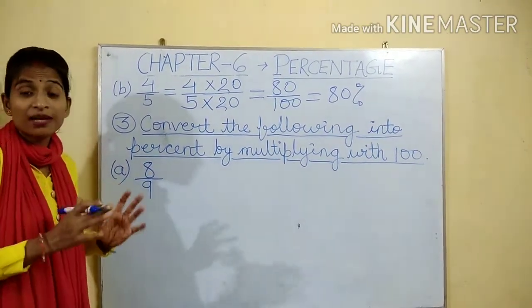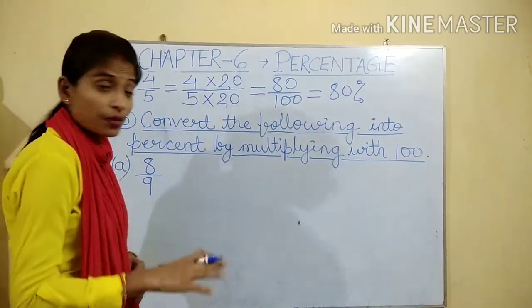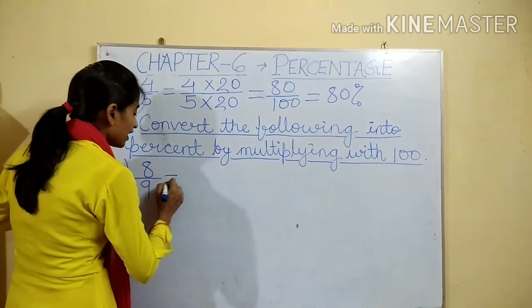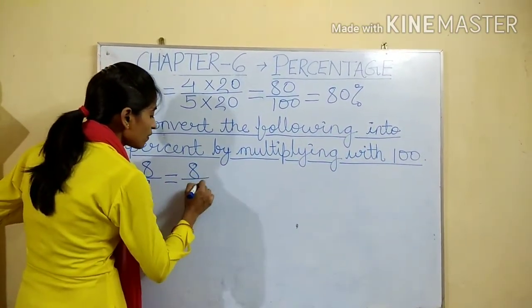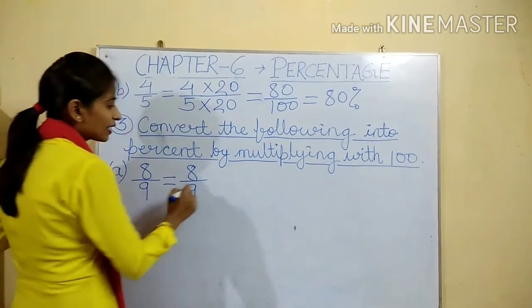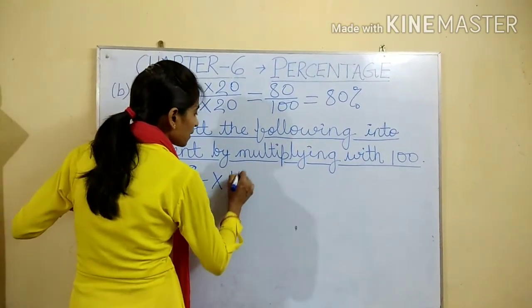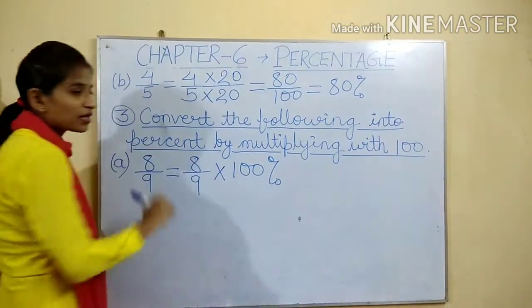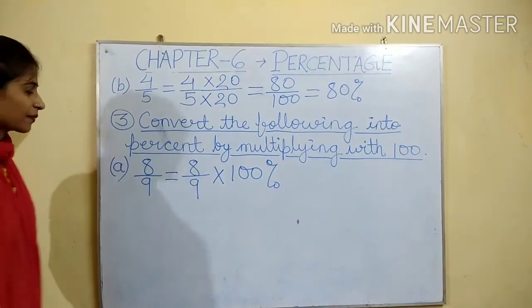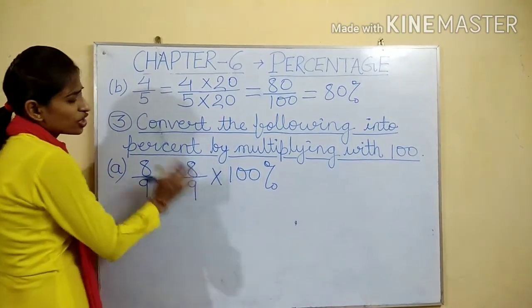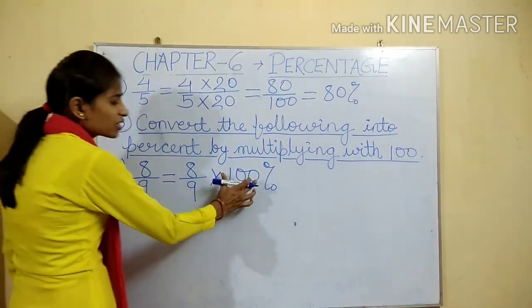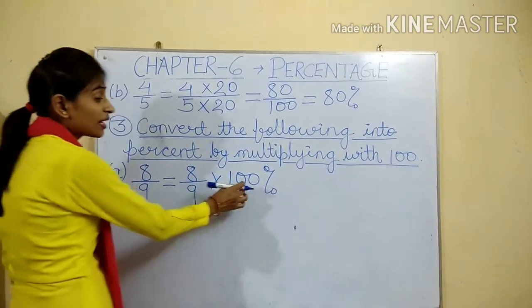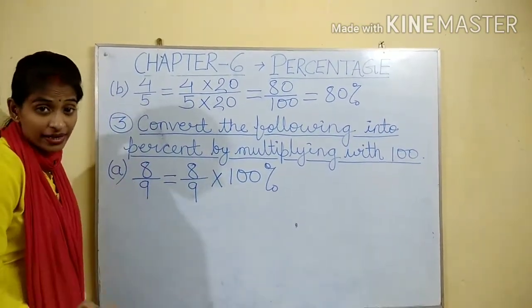Next, question number 3 is: convert the following into percent by multiplying with 100. This one is the second method to convert into percent which I have taught you just now. 8 by 9. In this question we will not find an equivalent fraction. We will simply multiply it by 100 and then add a percentage sign. Now in this question we can see that 100 is not a multiple of 9. It means 100 is not divisible by 9.